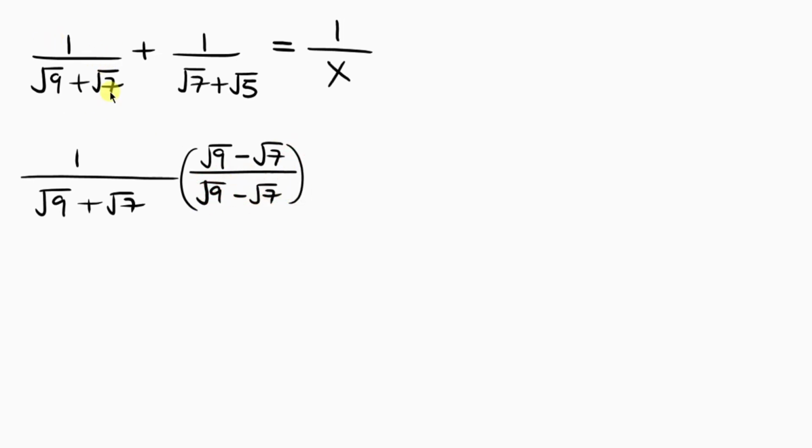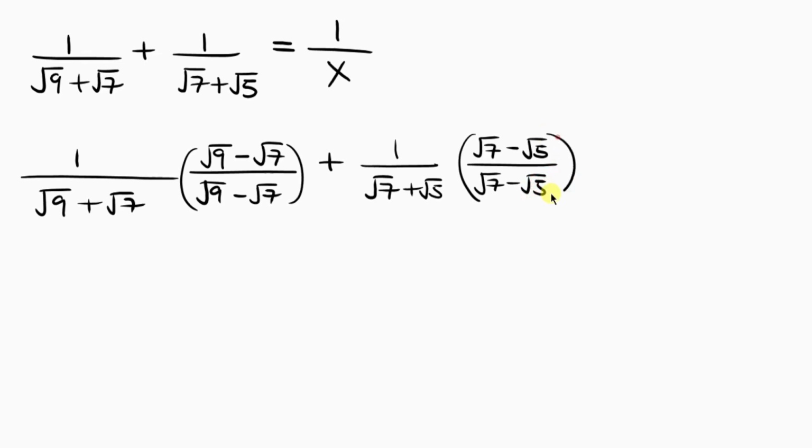So this is for this, plus, let's do the same thing with this. We have 1 all over the square root of 7 plus the square root of 5. Now rationalizing with its conjugate is the square root of 7 minus the square root of 5. Remember, the conjugate is the different signs. So all over the square root of 7 minus the square root of 5. That's it. Equal to 1 all over x. Now 1 times square root of 9 minus the square root of 7 will give the same thing. The square root of 9 minus the square root of 7 all over.